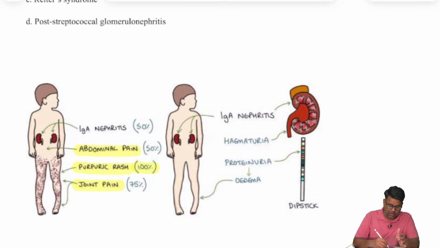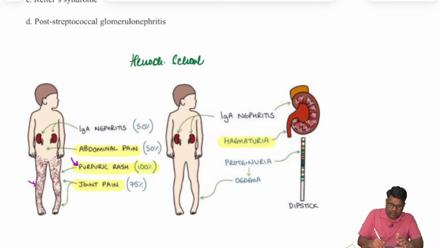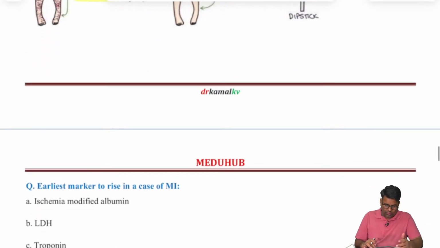Again, this is a very classical word here, purpuric rash, right? You can see the rashes on both the lower limbs, and this is seen in almost every case, right? And then there is hematuria, blood coming in urine. So this is the classical presentation of Henoch-Schonlein purpura. Clear? HSP. So moving forward to the next question.